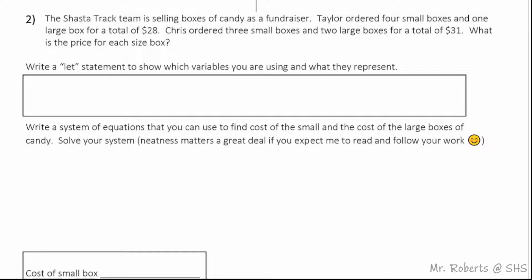The Shasta High School track team is selling boxes of candy as a fundraiser. Taylor ordered 4 small boxes and 1 large box, and that cost her $28. Chris ordered 3 small boxes and 2 large boxes for $31. What is the price for each size box? So this problem is just an excuse for practicing linear systems.